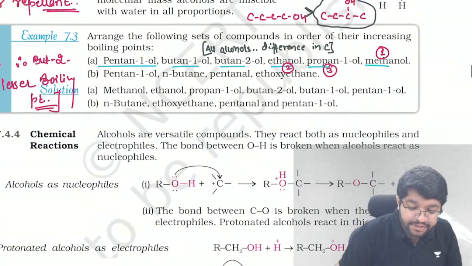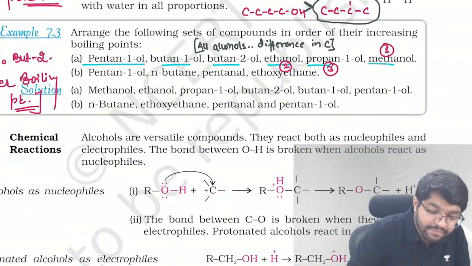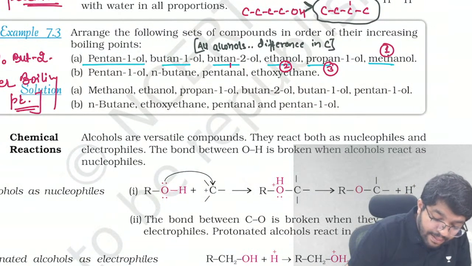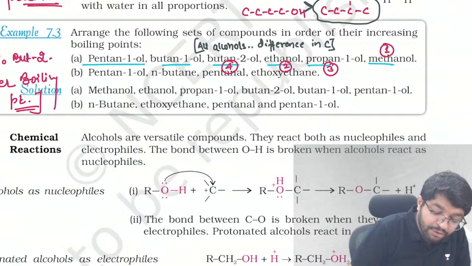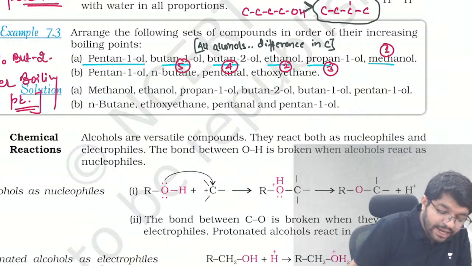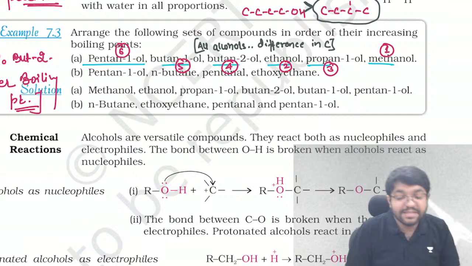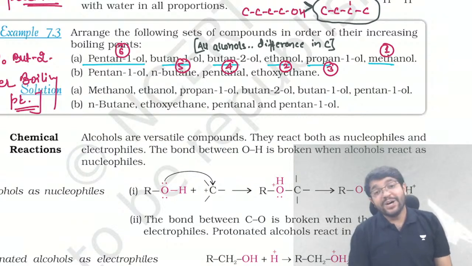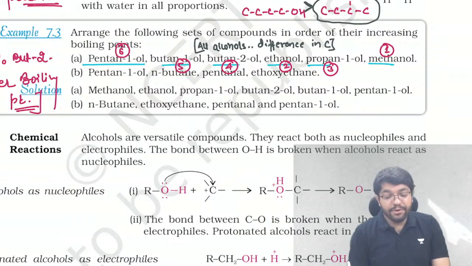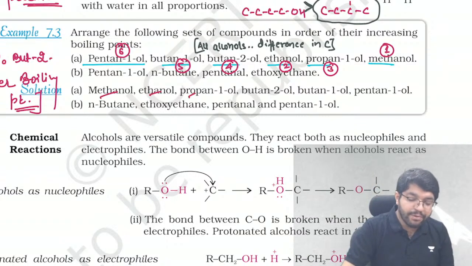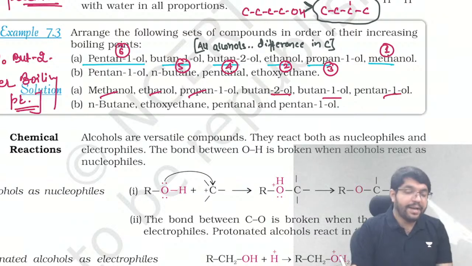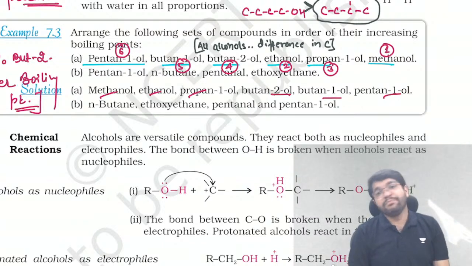So basically butan-2-ol becomes my number 4, then butan-1-ol becomes my number 5, and pentanol becomes my number 6. That is how the order can be discussed. Very, very important. See, it says methanol, ethanol, propanol, butan-2-ol, butan-1-ol, pentanol. Very, very, very important.